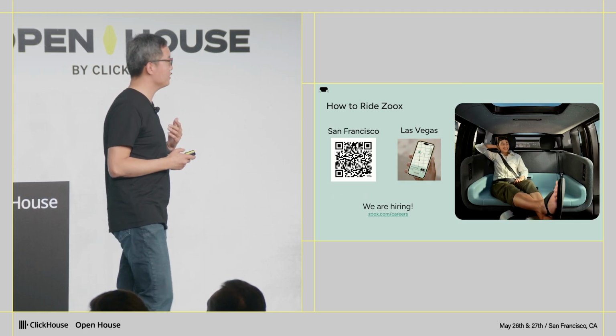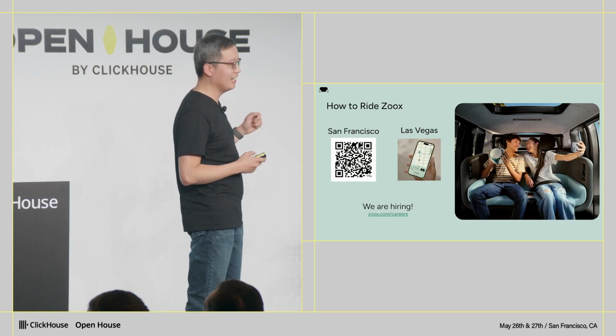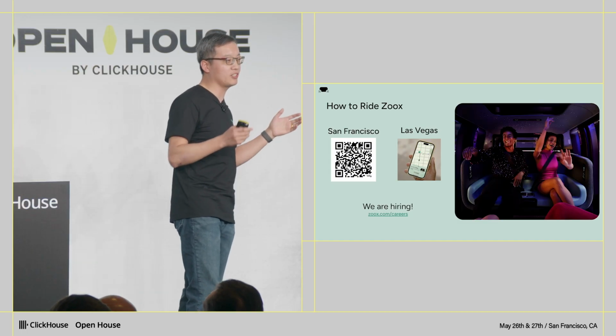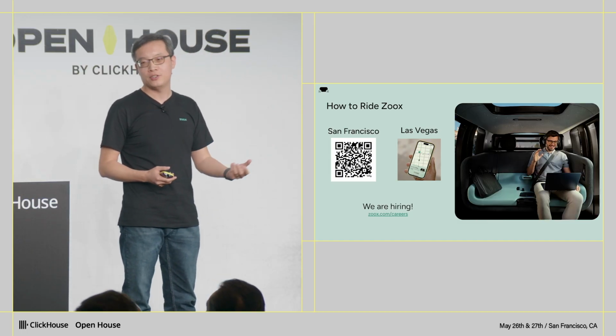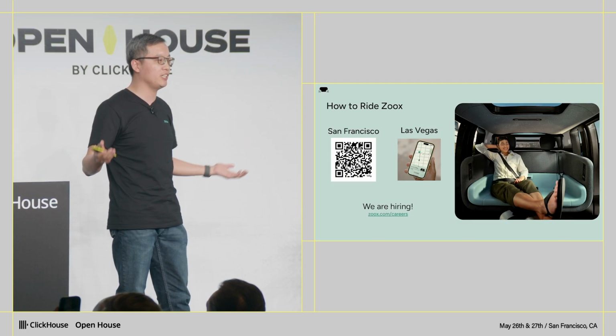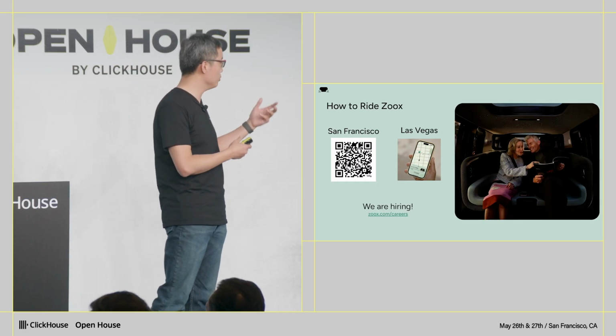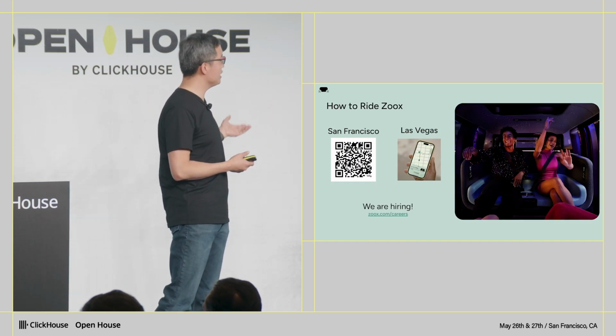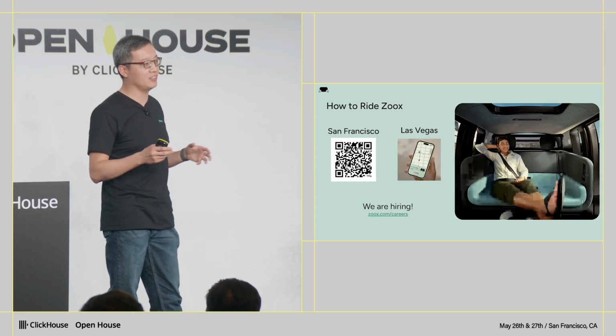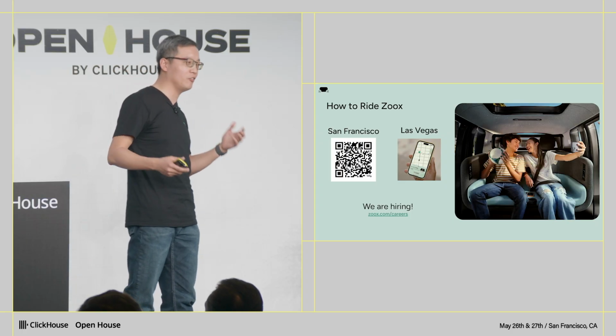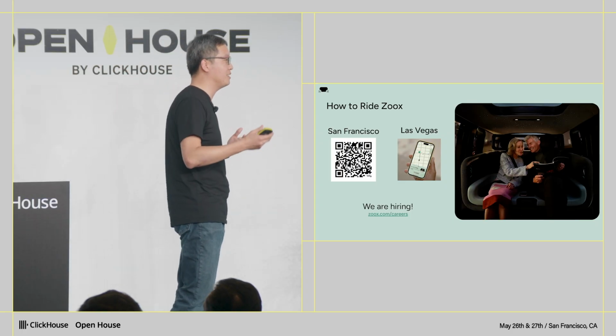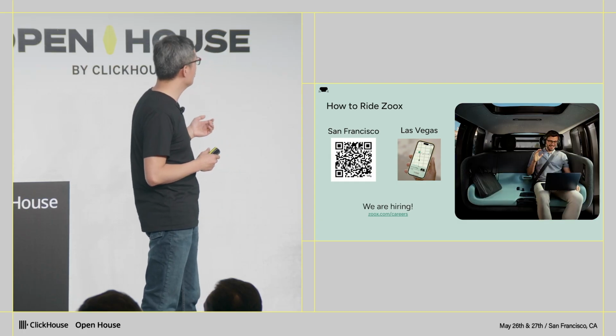Lastly, as I promised, I'll show you how to ride Zoox. In Las Vegas, because it's live, you can just download the app. Then next time when you are at the airport, you can just try to ride Zoox. For San Francisco, you have to join the wait list because the demand is so huge, so we are creating the capacity.